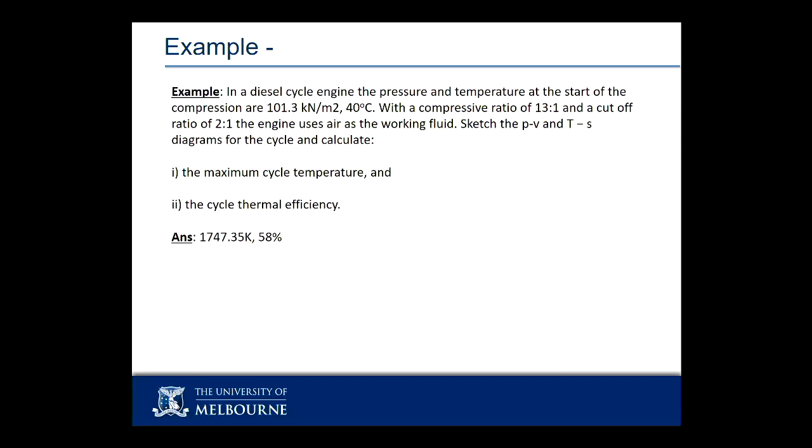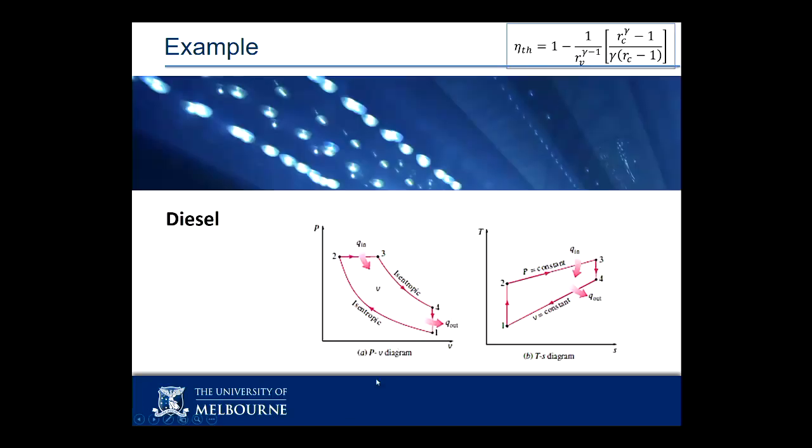What I've got now is a diesel cycle. Pressure and temperature at the start of compression, so 40 degrees C, 101.3 kilonewtons per square metre, which is to say 1 atmosphere. A compression ratio of 13.1 and a cutoff ratio of 2.1. Just as a reminder, the cutoff ratio. We come back to this graph. Compression ratio from here to here. Cutoff ratio is the volume ratio from here to here. Expansion ratio is the ratio from here to here. So compression, cutoff, expansion.